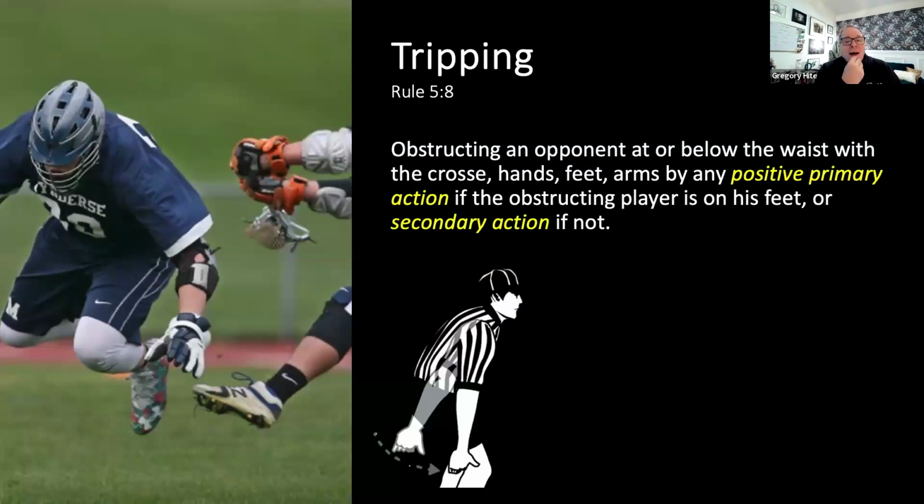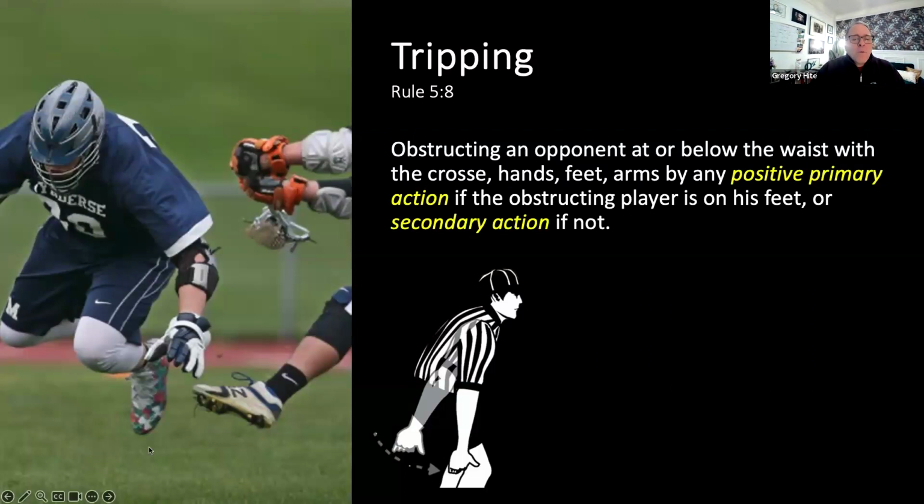Tripping. Every year I do this. I'm doing this for 18 years. This is the worst written rule, I think, in sports. Tripping is obstructing an opponent at or below the waist with the cross, hands, feet, or arms by any positive primary action if the obstructing player is on his feet, or secondary action if not. At no point in the rule book does anybody ever describe what positive primary action is or secondary action.